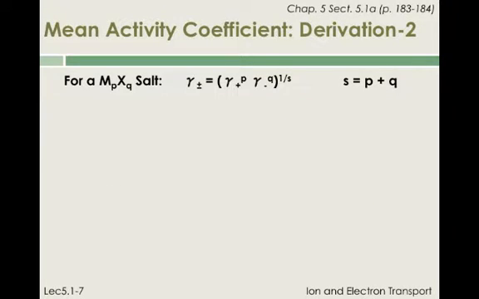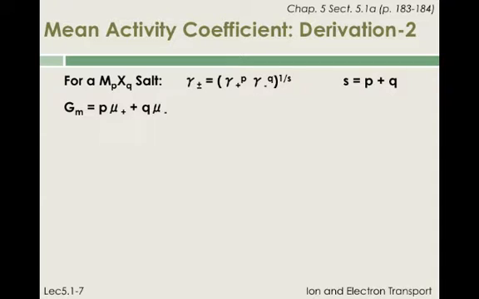We now obtain a second expression for the free energy of 1 mole of salt dissolved in water using gamma plus minus, the mean activity coefficient for both the cation and the anion of the electrolyte. We follow the same approach as on the preceding slide. The only difference lies in the use of gamma plus minus.